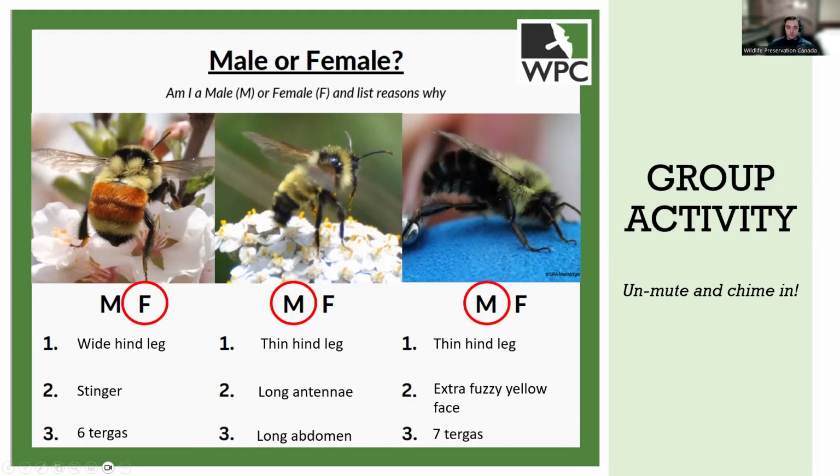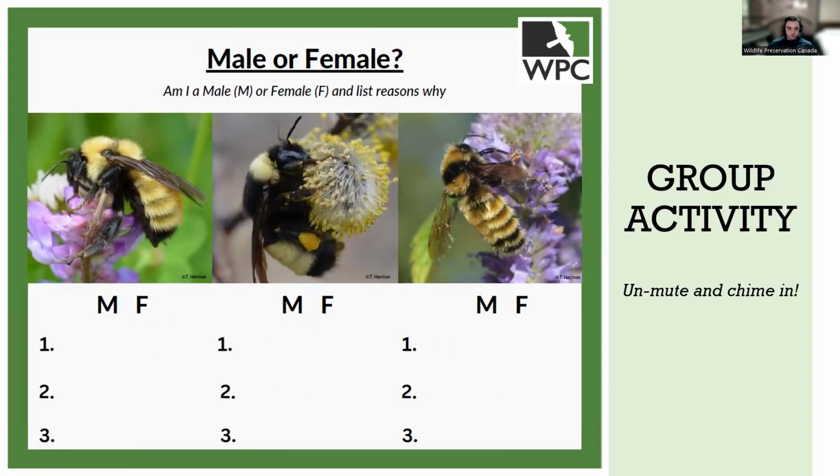Similarly, this third bee here is another male for the same reasons. It's got a thin hind leg. It's got seven tergas, seven abdominal segments. Also, you can see from the side view here that there's extra yellow on the face just for added confidence. But again, that hind leg and seven tergas really tells us that it is a male.